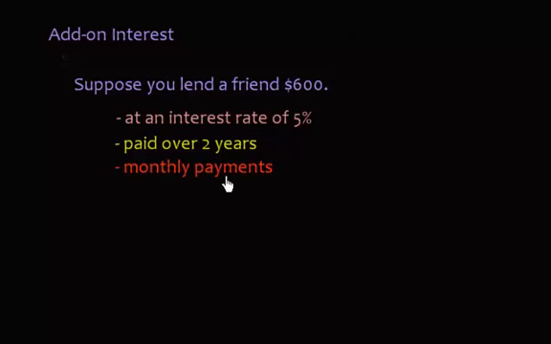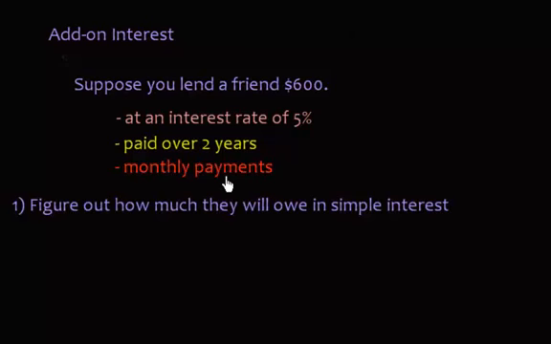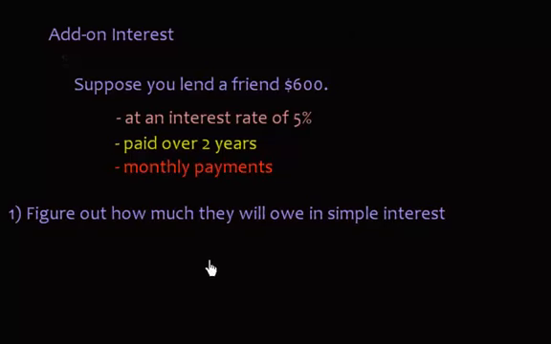Step 1. Figure out how much they're going to owe you in simple interest. We had a formula for simple interest, and that was I equals P R T. So let's figure out how much they're going to owe in interest.